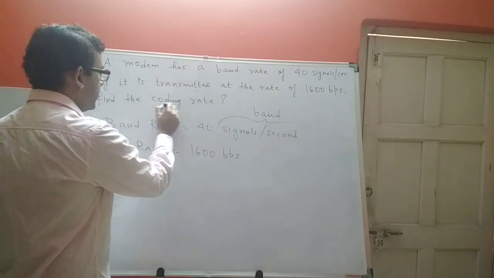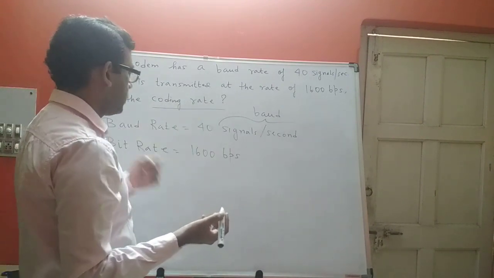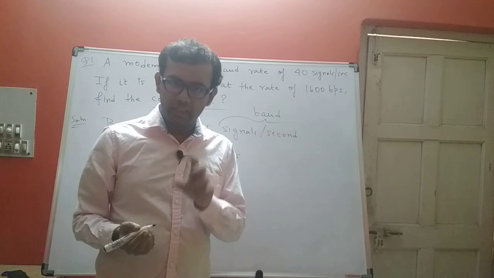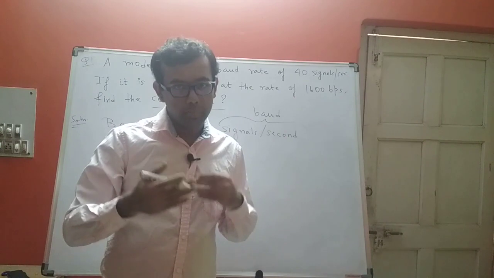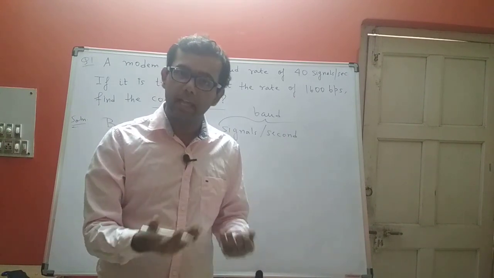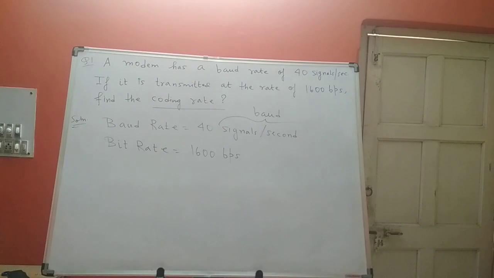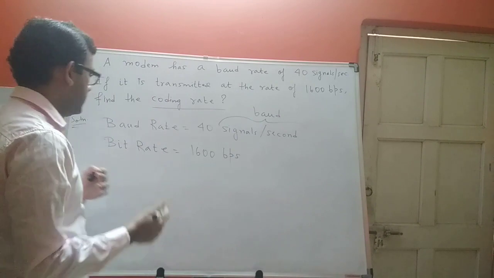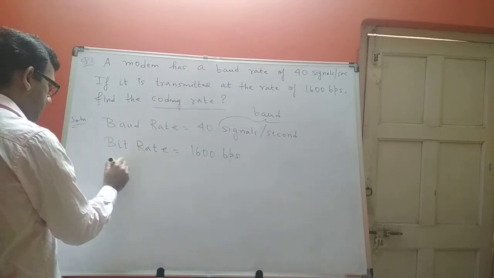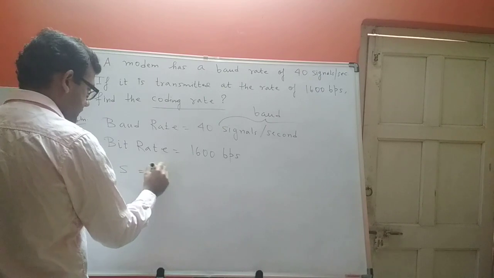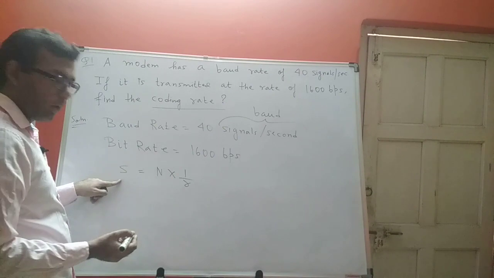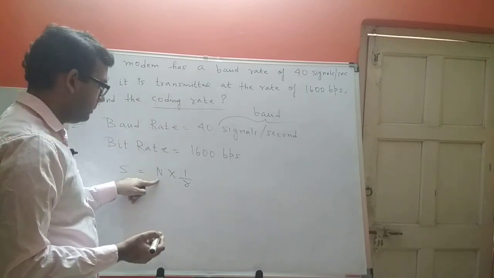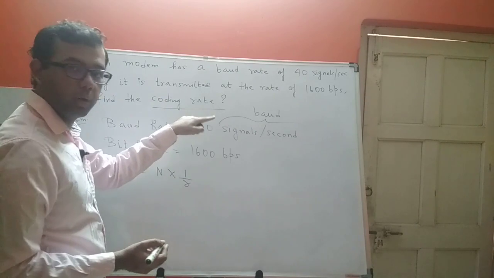Now what do you mean by coding rate? Here, remember, what are you trying to code? You're trying to group bits into signals. You're taking multiple bits and giving them to every signal element. So coding rate refers to the number of bits you are giving to every signal element. To find that out, if you remember the formula, S is equal to N into 1 by R, where S refers to your baud rate, N refers to your bit rate, and R refers to this coding rate. See, I'll show you.